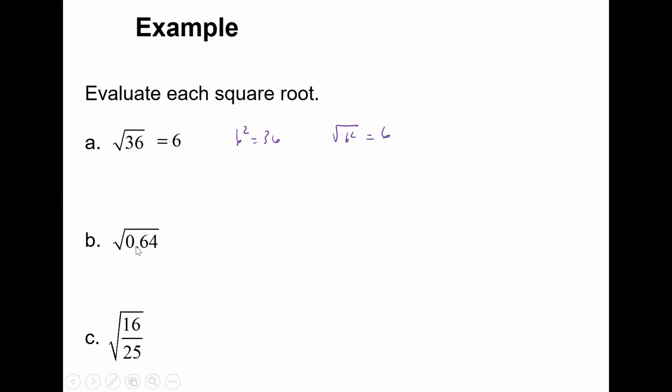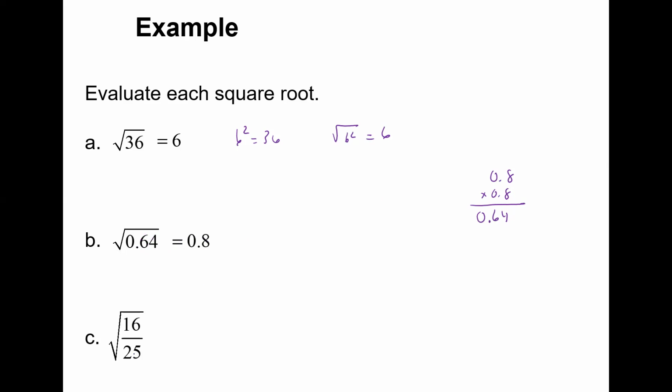Well, this is a little harder, because now we have to think about it as 64. We know the square root of 64 is 8, but we have two decimal places. When we multiply decimals, we add the places together. So this is going to be 0.8, because 0.8 times 0.8 is 64 with the decimal moved two places, which gives us 0.64. So we have one less decimal place in our answer, and then we just think about the square root of 64, which is 8.